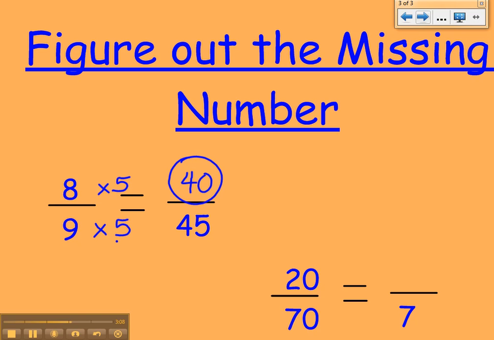Let's practice one that's kind of similar but kind of different at the same time. This time, I'm starting with a bigger number of 70 and I'm going to a smaller number of 7. This means I need to make it smaller, which means I need to divide. I know that 70 divided by 10 gives me 7. So on the top, I'm also going to divide by 10 to get 2 as my missing number. This is how you would find equivalent fractions and you would simplify fractions.